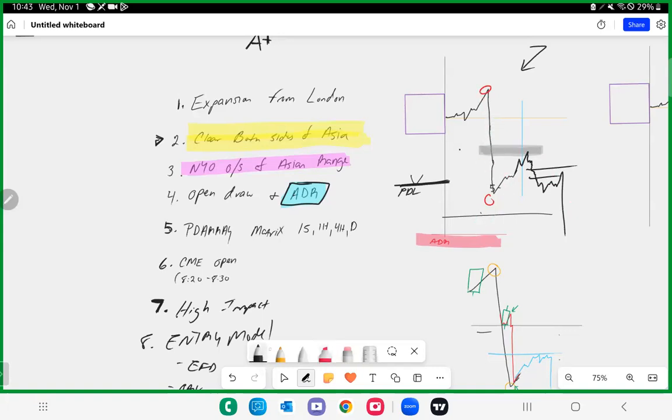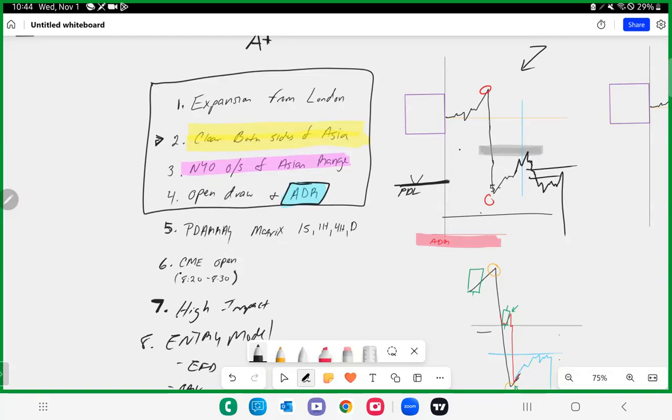So literally this little bunch right here is key. You can put this on a note card and stick it in your wallet. This is your business model. And then from there, the steps are just we go through the PDA rate matrix, 15 minute, 1 hour, 4 hour, daily, CME open.